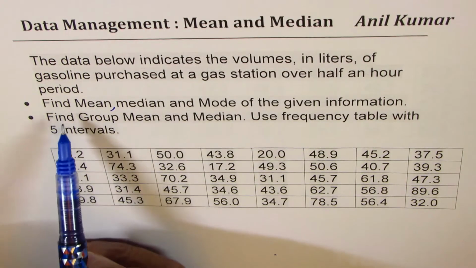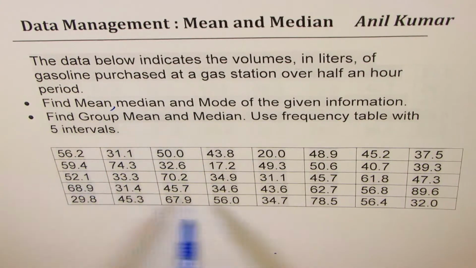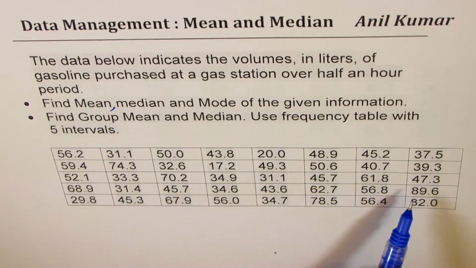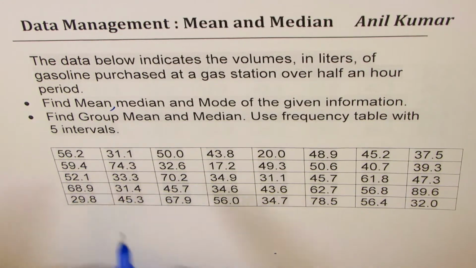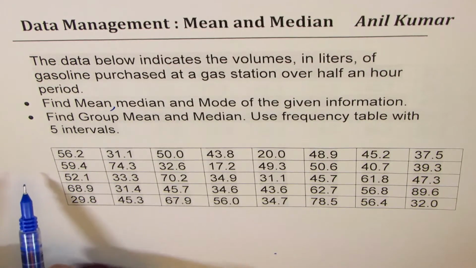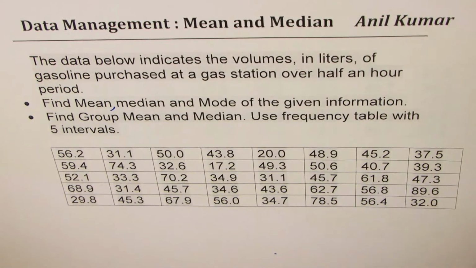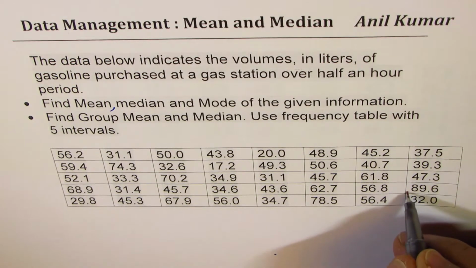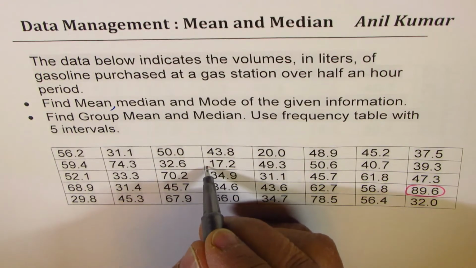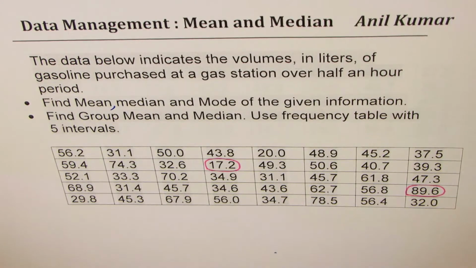Okay, so let's begin with the first part, that is to find mean, median and mode. Now, from the raw data, it is very important to arrange the data in a particular order. So let's begin to arrange. If you have data like this, first point is 56.2. And then we have the maximum value somewhere, 89.6, a high of 89.6. And the lowest value seems to be 17.2. So the range is the difference of these two values, correct?